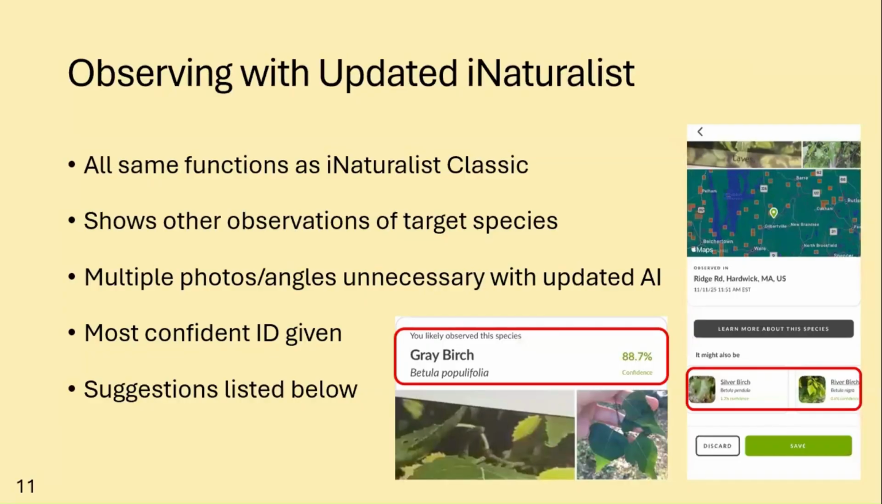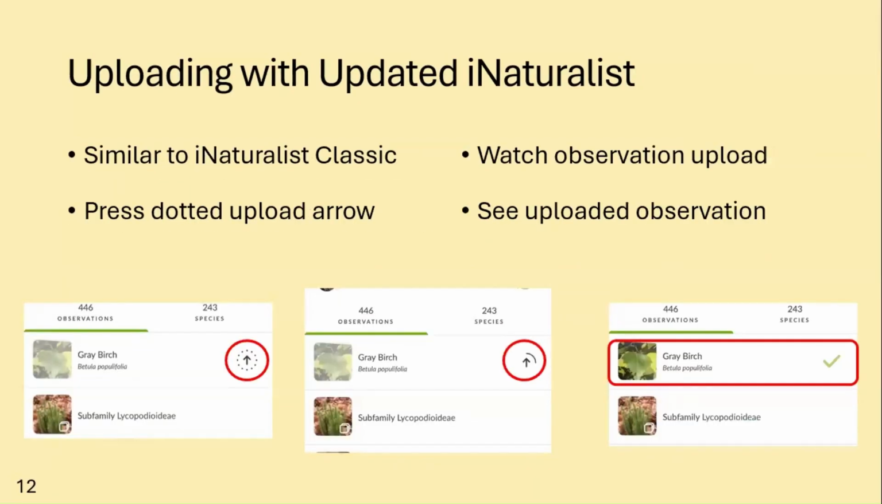Observing species is very similar to iNaturalist Classic with all the same functions. Some additional features include mapping of specific species observed, showing where it has been found in other locations. Identification has also been made easier through strengthened AI, removing the need for additional pictures and angles. Once an observation is made, the most confident identification is shown up top with additional suggestions below ordered by percent confidence. This process is also very similar to iNaturalist Classic.